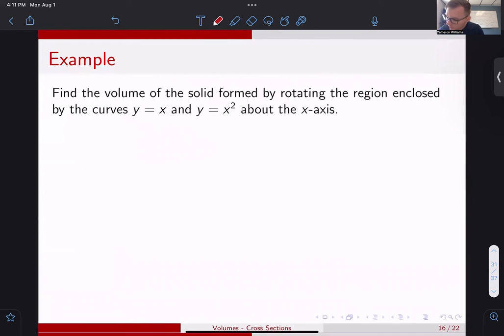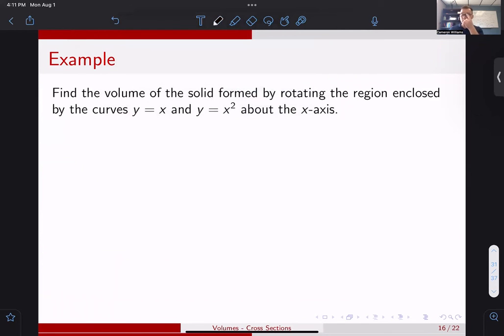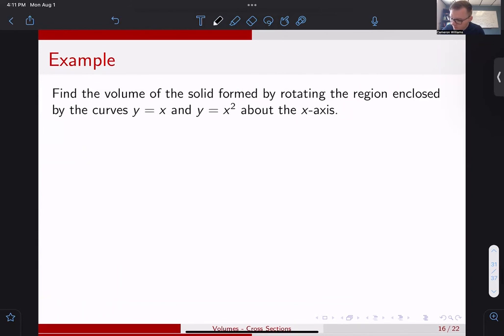So what I need to do first is draw these things to see what region I'm interested in. And this is why I said that this connects to the areas between curves. We need to figure out what the region is. We'll also probably need to do points of intersection and some stuff like that that tees right off of area between curves.